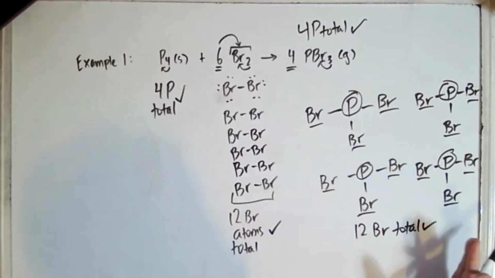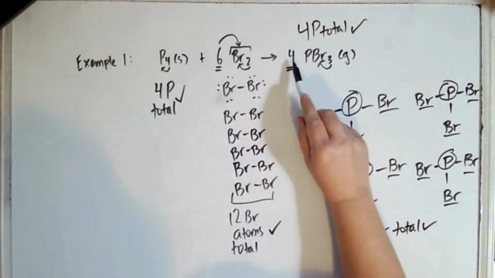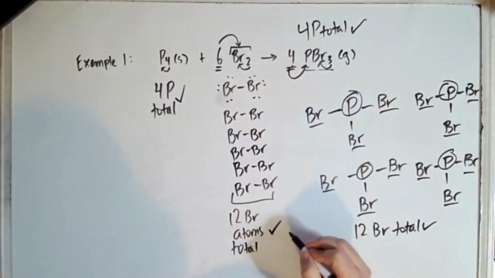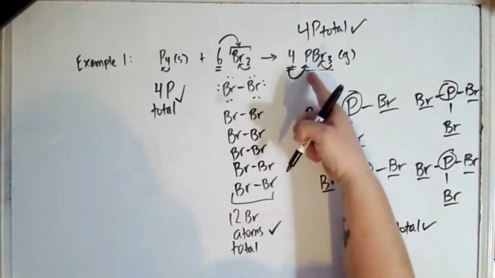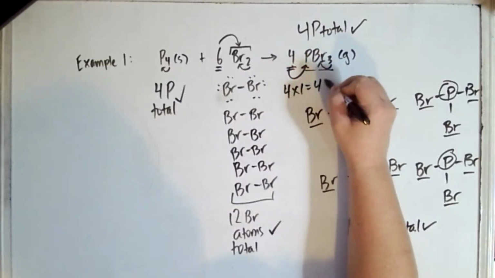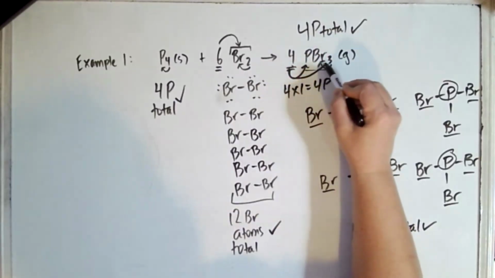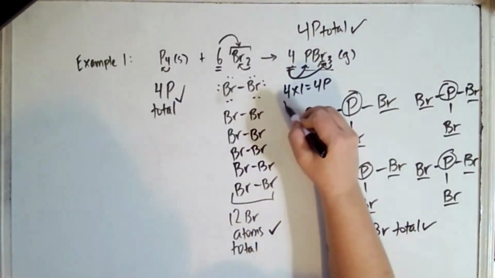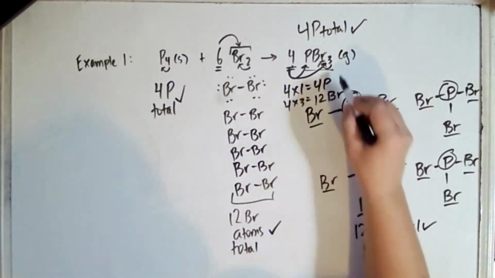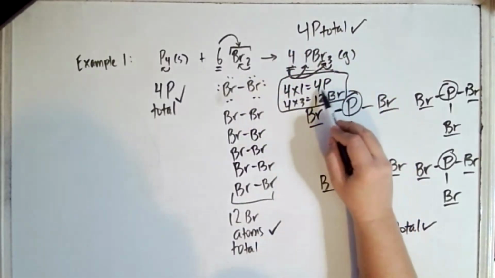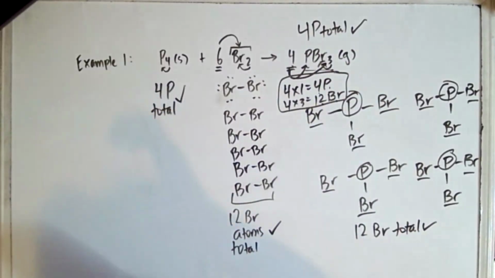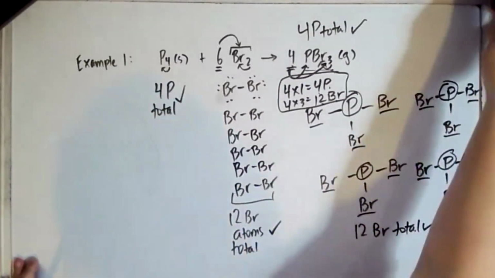Now, without drawing it out, another way that we could do this is we can say, all right, I've got 4 PBr3. So I'm going to do 4 times the 1 phosphorus in my molecule. And then I'm going to do 4 times the 3 bromines I have in my molecule. And that also shows me that I'm going to have 4 phosphorus and 12 bromines on this product side. Okay. So let's try that method with our second example.